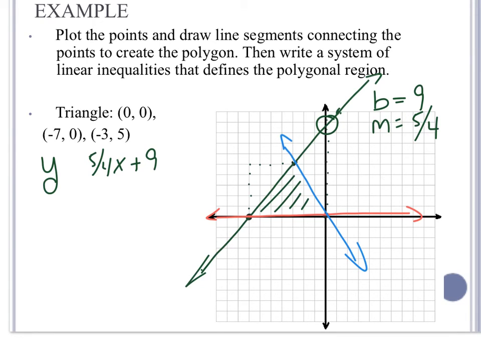To determine that, I'm going to look at the point 0, 0 because it's not on a line. If I put 0, 0 in here, what would make this a true statement? And it has to be true because that side of my green line, this side is the side that's shaded. So the 0, 0 would be the shaded point. Well, for that to be a true statement, it needs to be a less than or equal to sign. So my equation has less than or equal to in it.